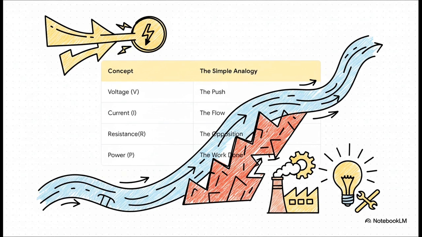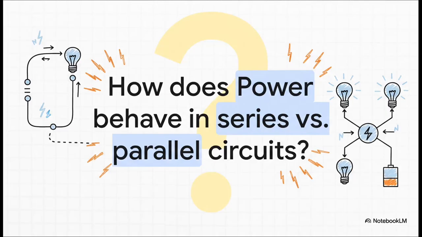So, to wrap it all up in a neat little bow, voltage is the push, current is the flow, resistance is the opposition trying to slow it down, and power is the actual work that gets done because of all of it. So now you have a really solid handle on the 4 core concepts of electricity. And that sets us up perfectly for our next big question.